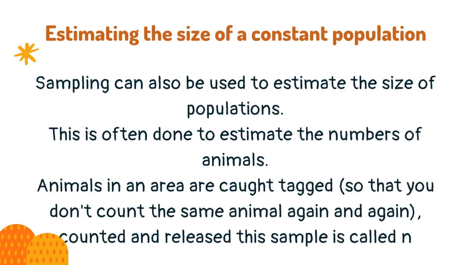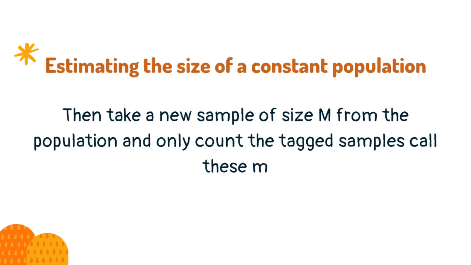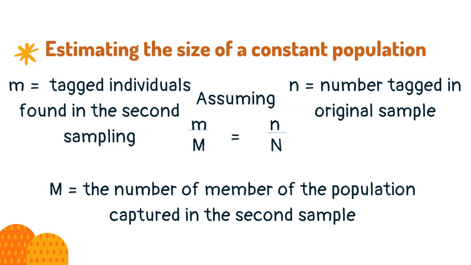Sampling can also be used to estimate the size of populations. This is often done to estimate the numbers of animals. Animals in an area are caught and tagged, so that you don't count the same animal again and again. Counted and released, this sample is called N. Then take a new sample of size M from the population and only count the tagged samples, call these m. Make sure you note down the formula and what all the different parts mean.